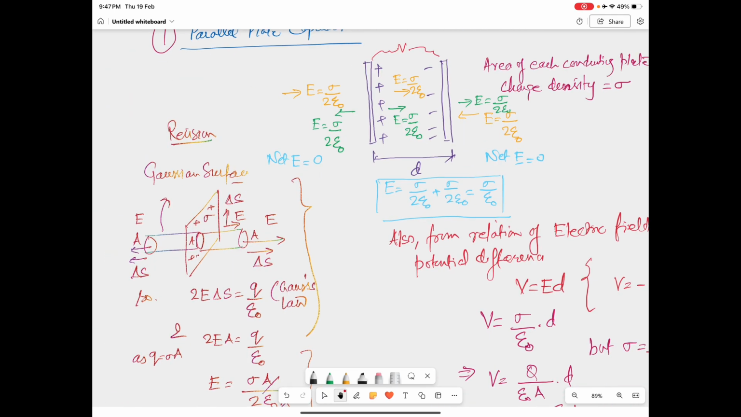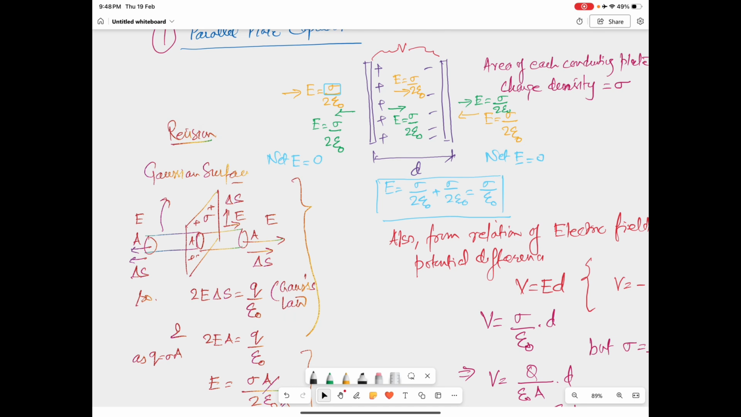For the simplicity of the students, I have shown the electric field because of each plate in the different regions. You can see in between, because of the positive plate, the electric field is defined as sigma upon 2 epsilon naught, shown with the green. Whatever is shown with the green is the electric field because of the positive plate, and the field because of the negative plate is shown with the yellow.